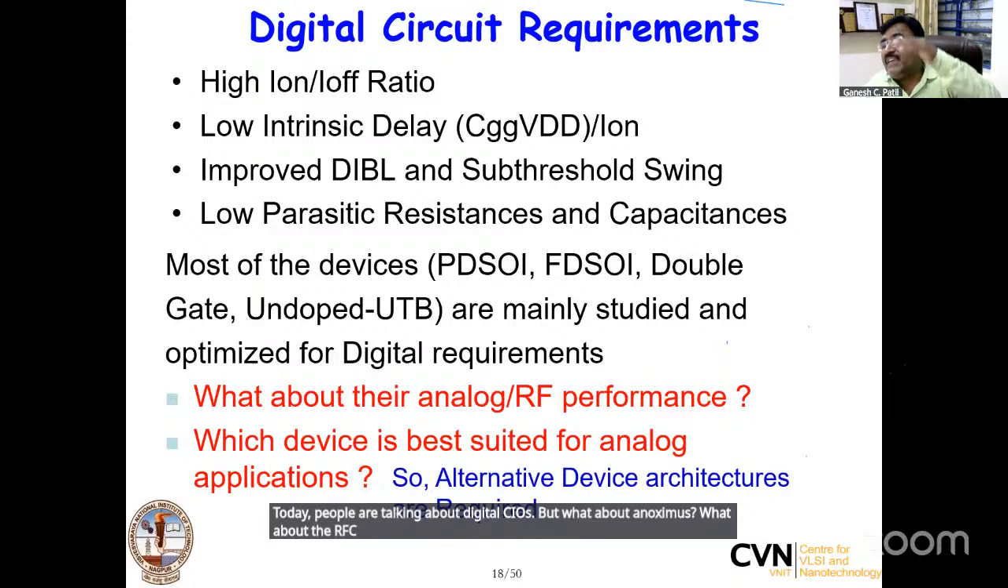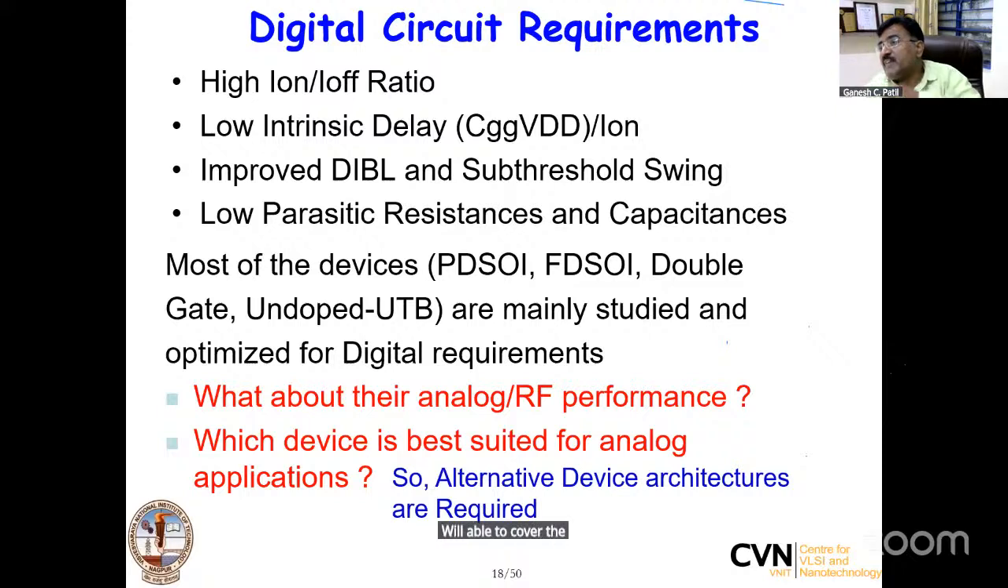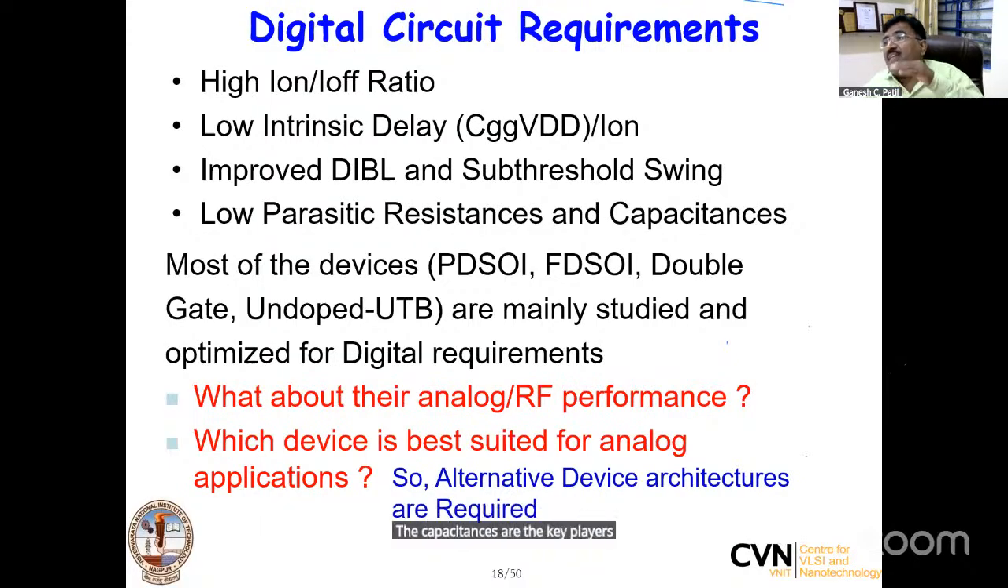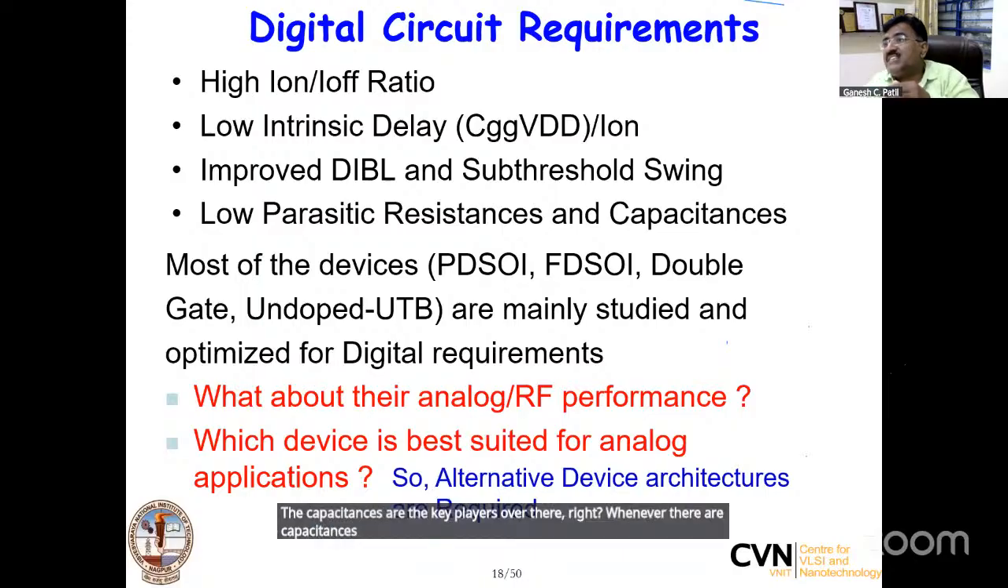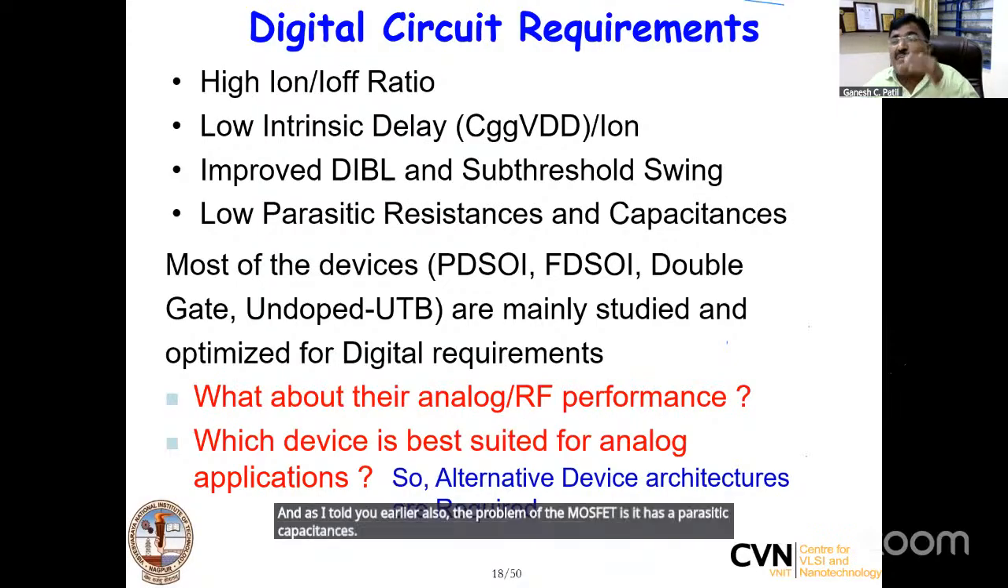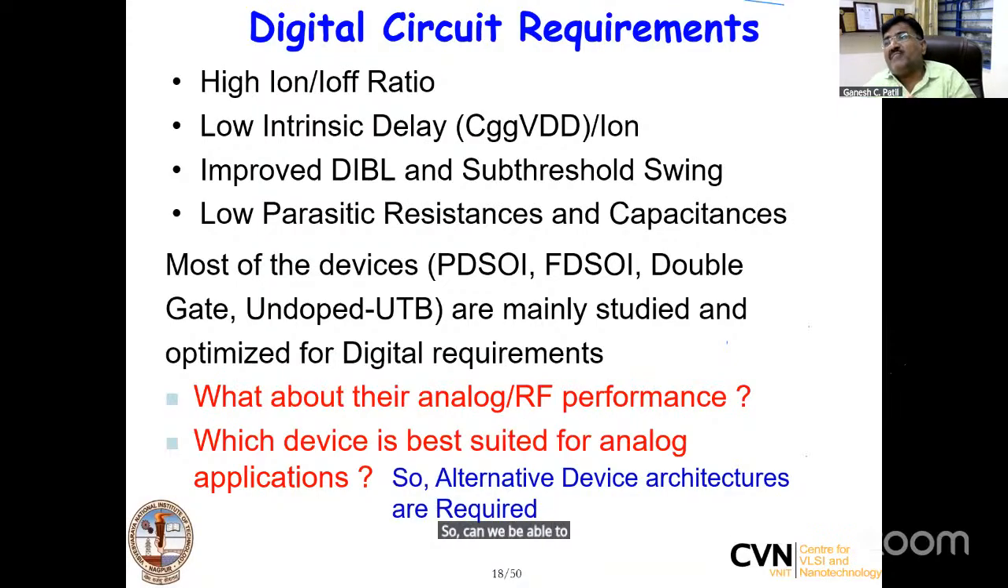So will MOSFETs be able to cover the challenges of analog CMOS? Because, as I told you, when we are talking about analog and RF circuits, the capacitances are the key players over there, right? Whenever there are capacitances, there will be frequency change. And as I told you earlier also, the problem of the MOSFET is that it has parasitic capacitances. So can we use the MOSFET for analog CMOS as well as RF CMOS?